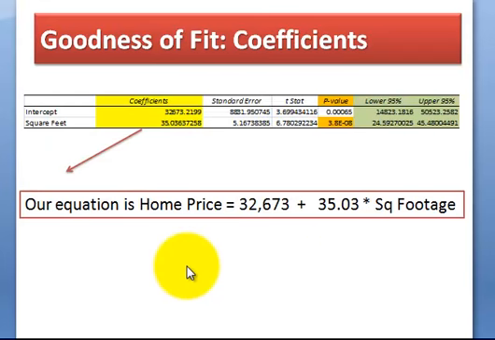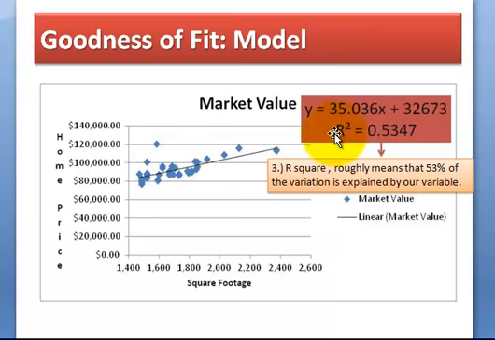The next section that they give you within the regression analysis is the coefficient section. Now this is important. This gives you the coefficients. So there's our y-intercept, 32,673. There's our square footage, 35.02. And notice this is the exact same thing that we got right here. Same numbers.